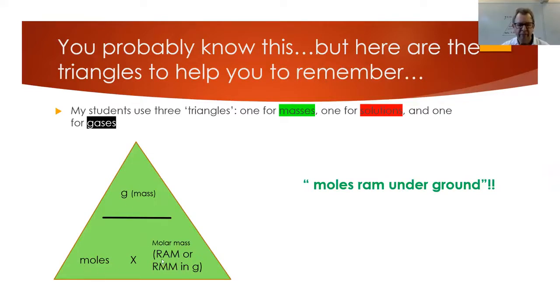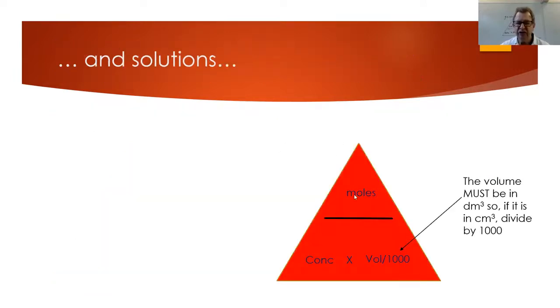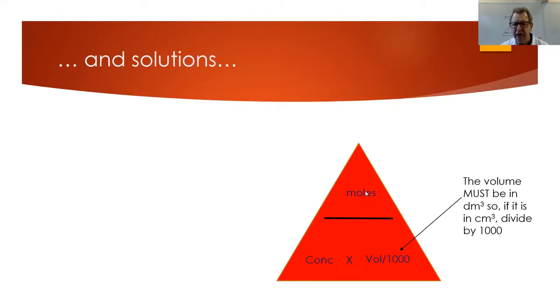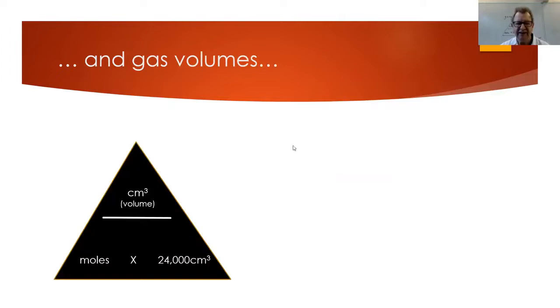Moles, ram, underground. Moles, ram or rum, G at the top. Moles, ram, underground. Silly way of remembering it, but it doesn't matter. Then there's the solutions. In the solutions, if we pour the solution on the ground, the moles, if they stayed down at the bottom, would drown. So they come up to the top. So the moles are up here. And the only other 2 things are the concentration and the volume. So volume over 1,000.